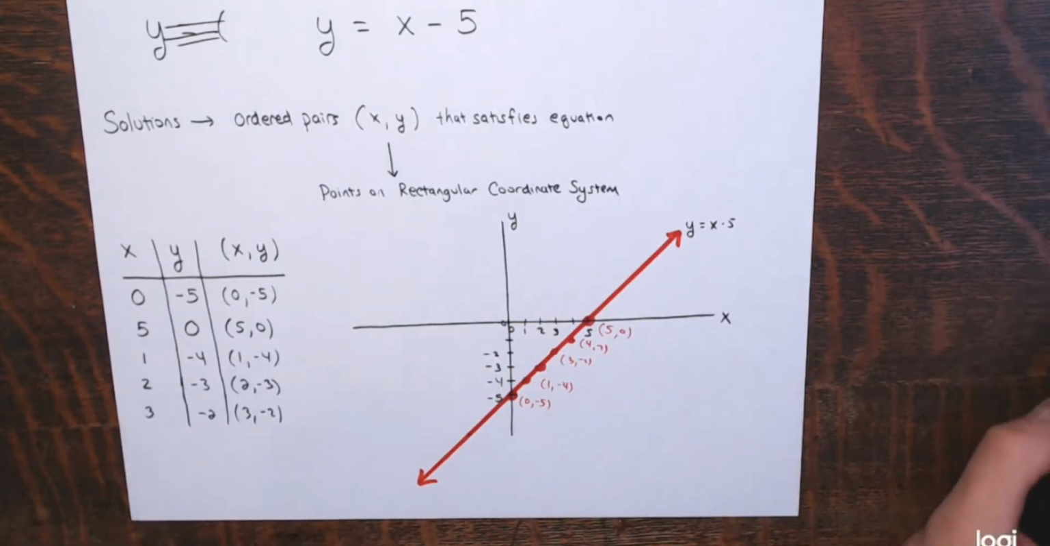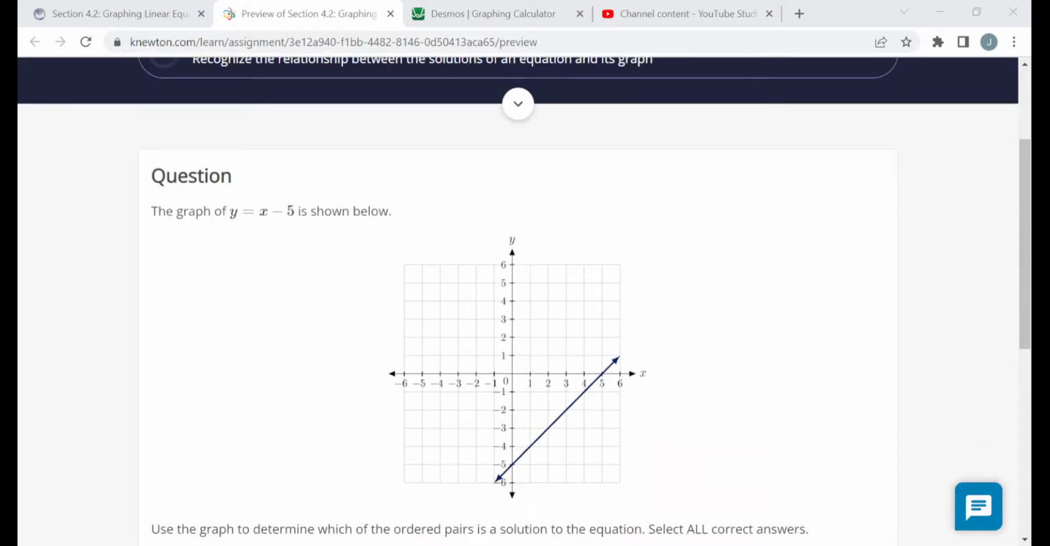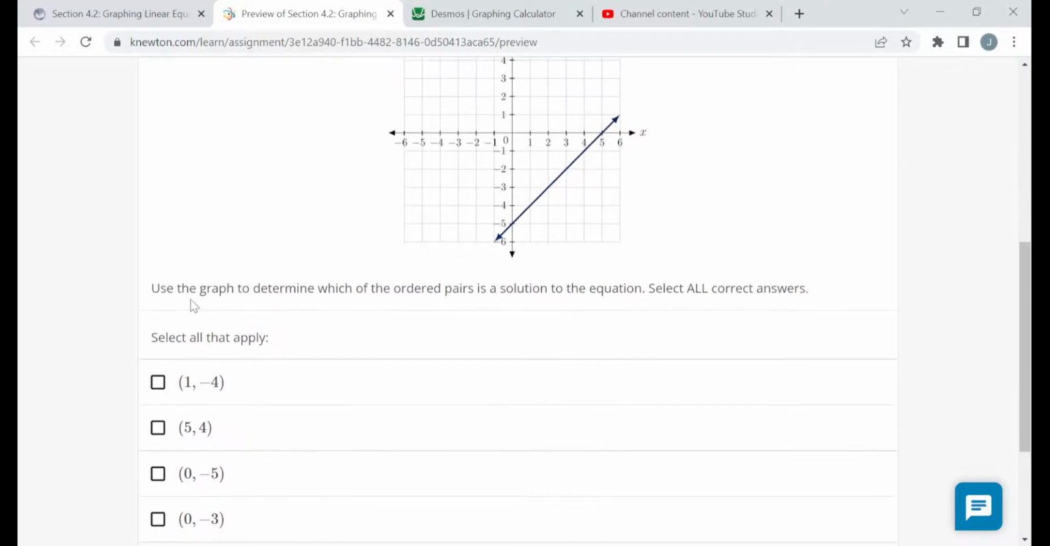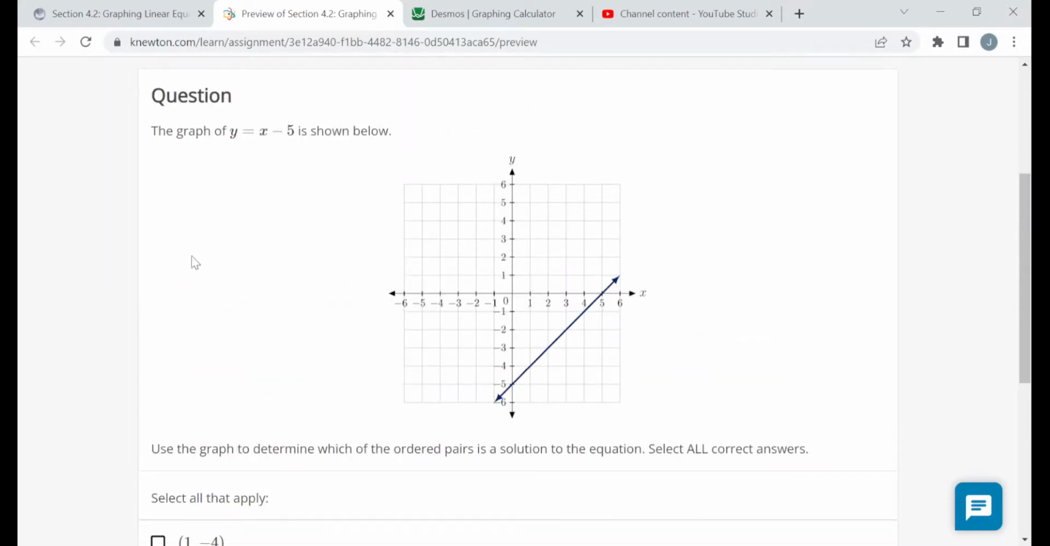I kind of got ahead of myself. They already gave this to us. You see this in the graph here? That's what these points are. That's what this line is. It's the graph of this equation. Now they're just asking us to use the graph to determine which ordered pairs are solutions of this equation.